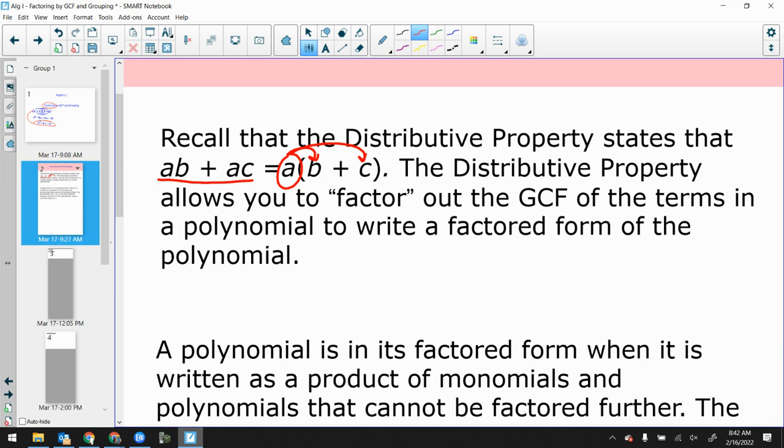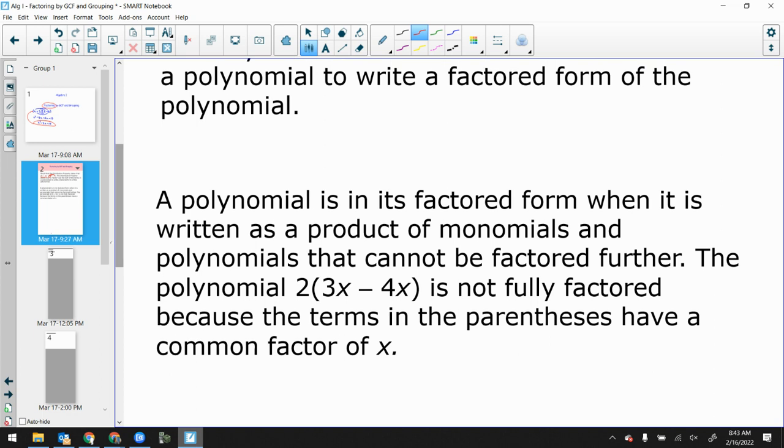Okay? The distributive property allows you to factor out the GCF in terms in a polynomial to write a factored form of the polynomial. So how do we know when something is factored? Well, it's factored when there are no other common pieces in the polynomial. Like, for example, do you see the x in common here?